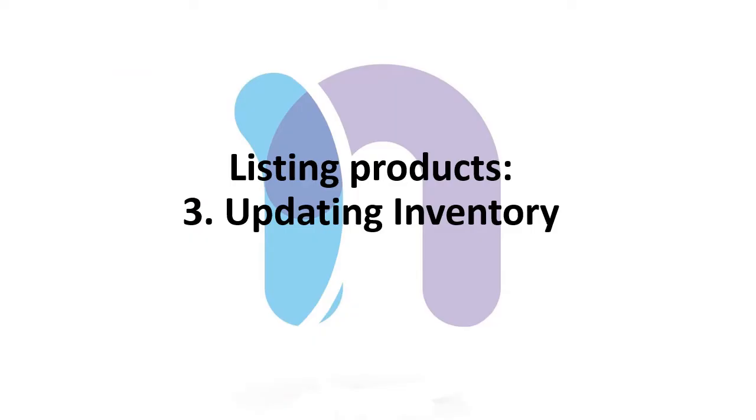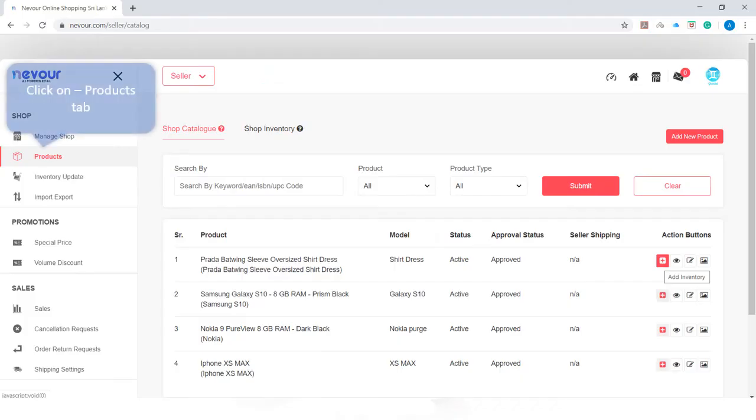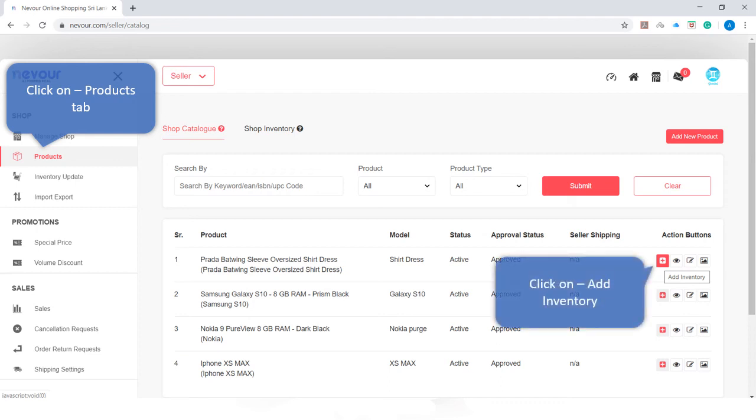Third and final step of listing products, updating the inventory. Products will only be visible to buyers when the products are added to the shop inventory. Here we are adding the selling prices, available stock quantities, and other information for each and every product variant. Now let's add the product to shop inventory. Click on Products tab. Then click on the plus icon to add inventory.